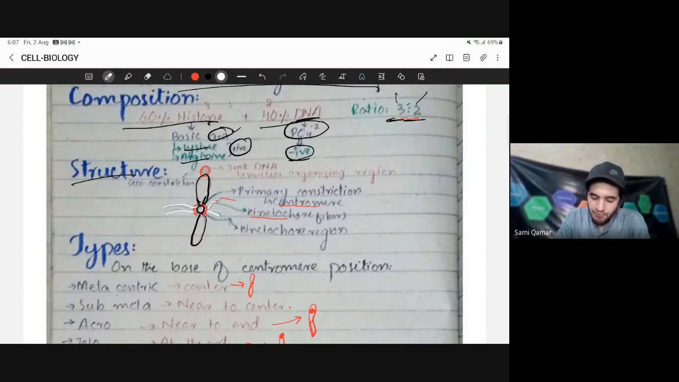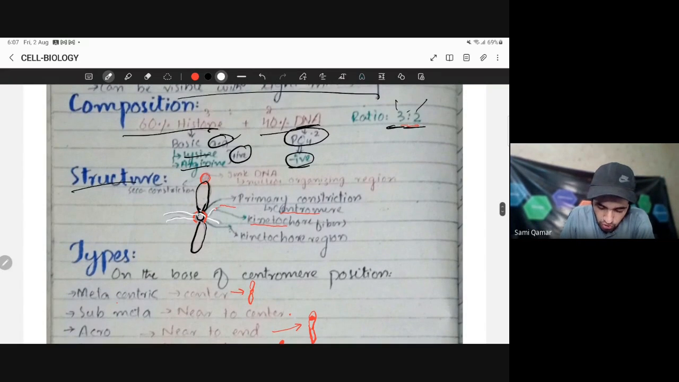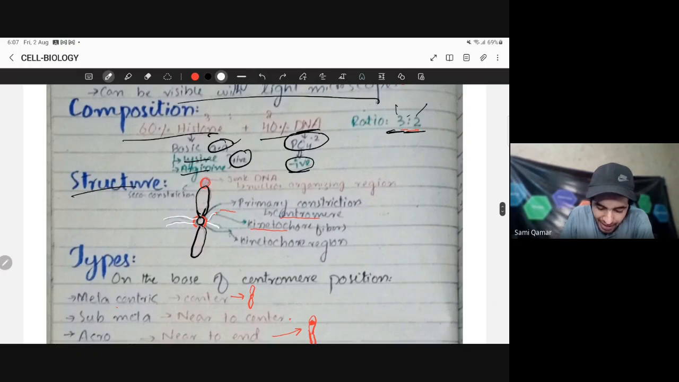So see here, what will happen? That is a beautiful thing. There is going to be this black region, a black circle inside it, which is known as the primary constriction. This is known as the centromere. Remember the centromere. Centriole, centrosome, centromere: these are very complex things, so don't confuse them.